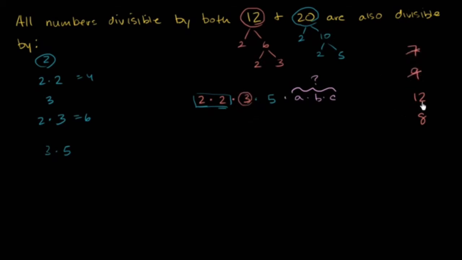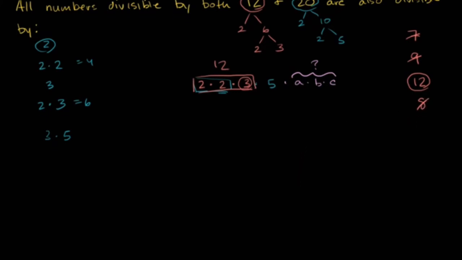12 is 4 times 3. Or, another way to think about it, 12 is 2 times 2 times 3. Well, there is a 2 times 2 times 3 in the prime factorization of this least common multiple of these two numbers. So 12 would work. 8 is 2 times 2 times 2. You would need 3 2's in the prime factorization. We don't have 3 2's. So this doesn't work.